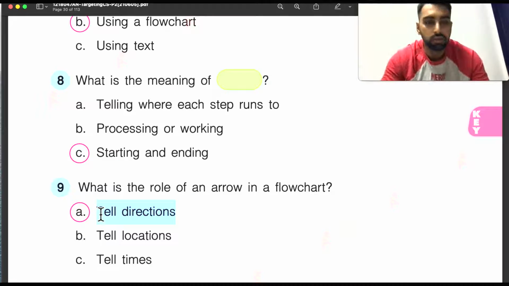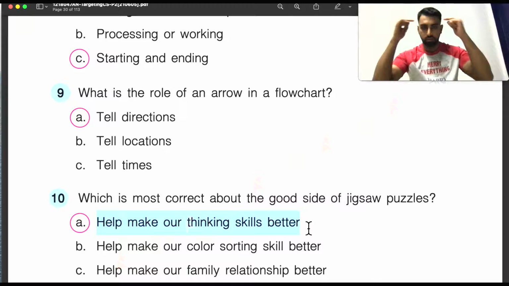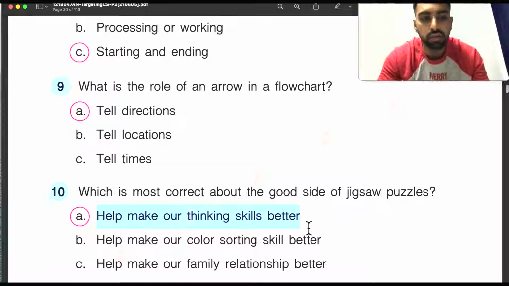All right, number 10: which is the most correct about the good side of a jigsaw puzzle? A is the correct one. Help make our thinking skills better. Help us to think better.